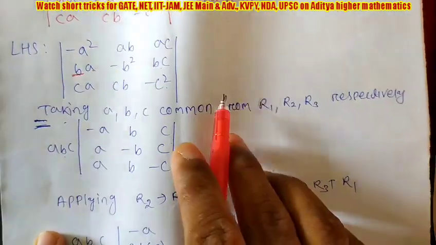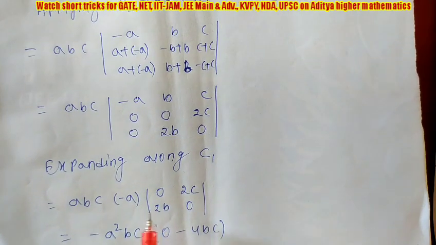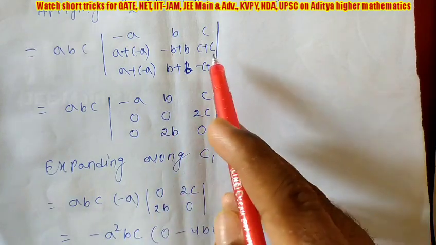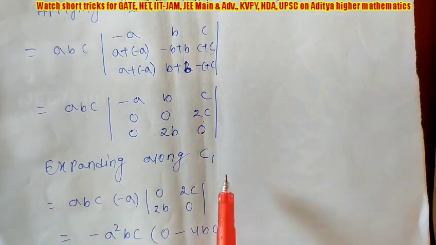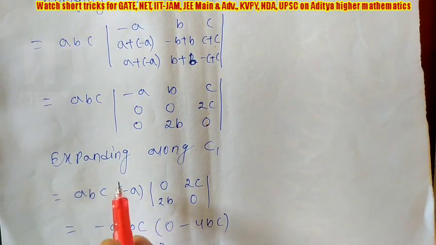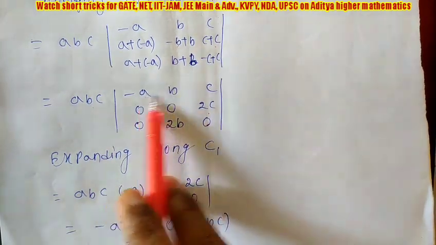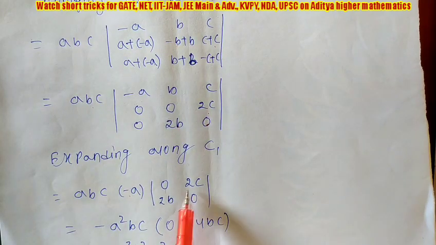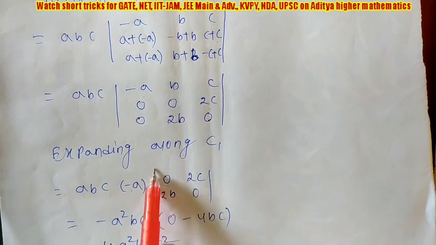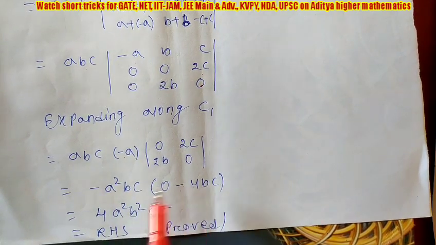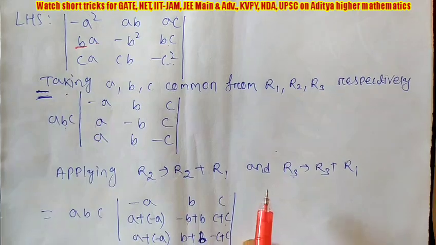So the only important step is you have to take common here, nothing difficult. Now you are getting 2 zeros. Here minus B plus B is 0, and B plus B is 2B, C plus C is 2C, 0. Now expand along C1. If you expand C1, ABC here minus A, and after deleting row and column we will get 0, 2C, 2B, 0. So 0 minus 2B, 2C multiplies to 4BC. And outside it is minus A square BC. So minus times minus is plus 4A square B square C square, which is RHS.